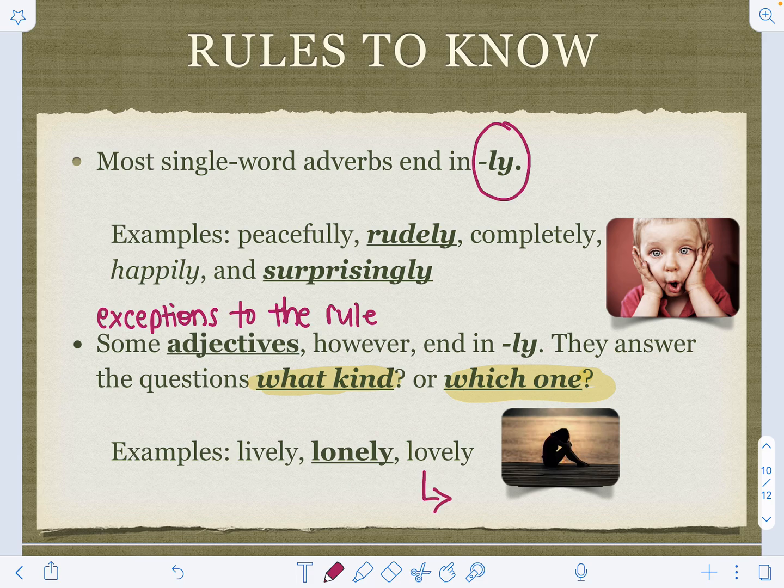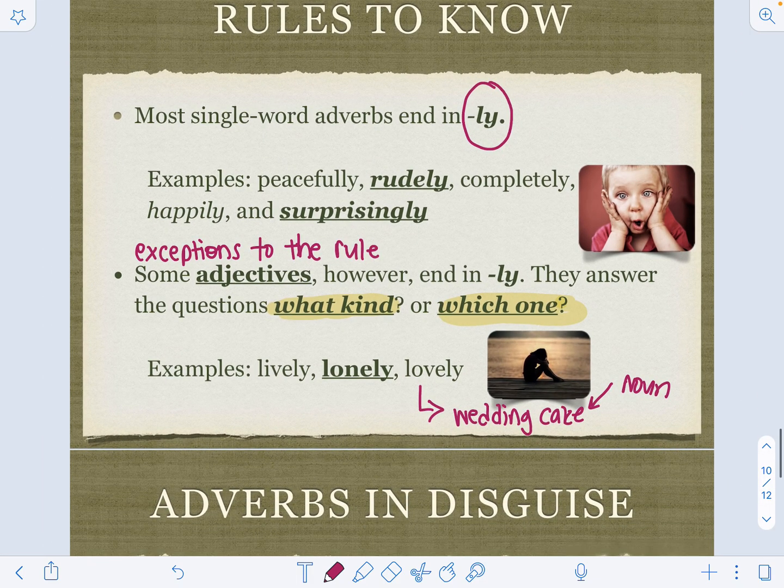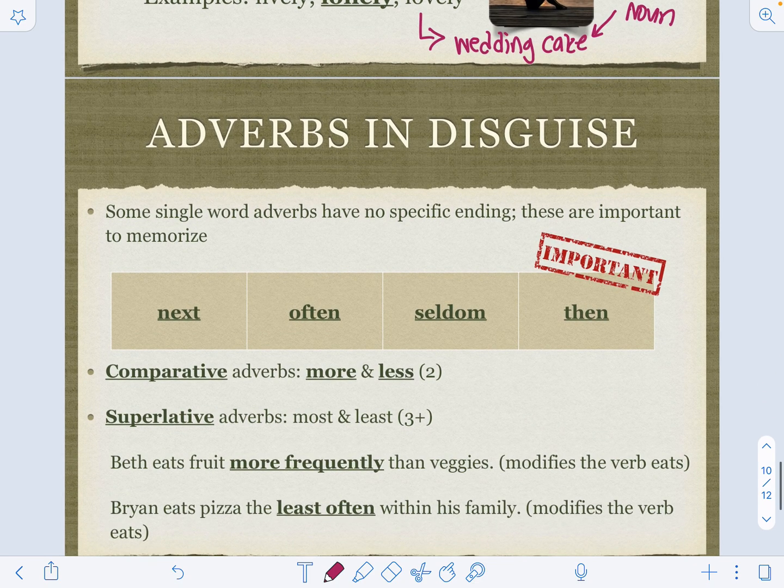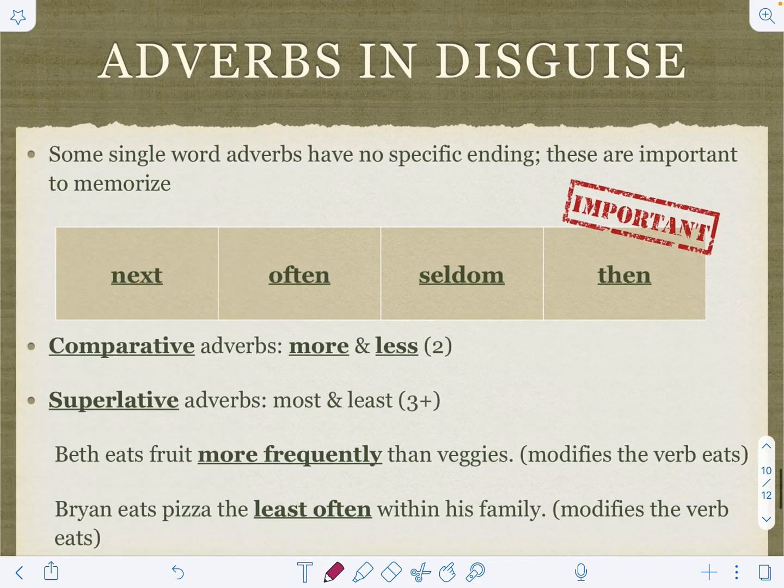So if I wrote lovely wedding cake, okay, lovely is modifying cake, and cake is a noun. What kind or which one was it? The lovely wedding cake. So just pay attention. Not all ly words are in fact adverbs, but the majority are. So just want to explain that rule because I know we're always taught that in elementary school. Didn't want you to get that wrong on your homework.